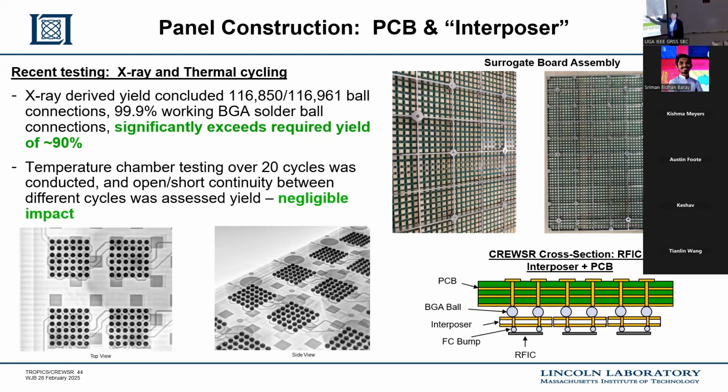So we've X-rayed all this. We don't need all of these unit cells to work for the array to work. We've got a yield of about 99%. So this is all working great.